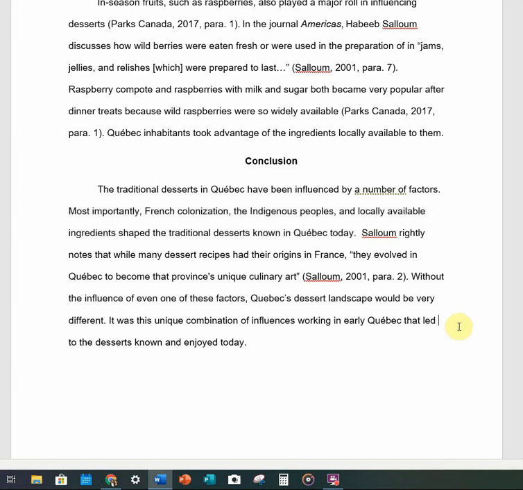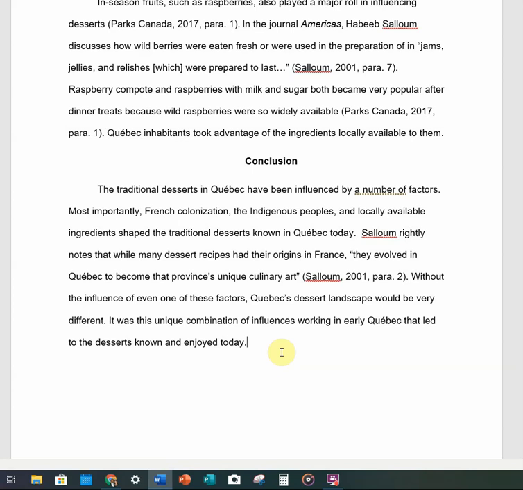Great. And then we end with a final thought. And here, the final thought is a prediction. The writer says, without the influence of even one of these factors, Quebec's dessert landscape would be very different. Okay? It's just a very basic final thought. You can have a more complex one if you want to, but remember that final thought can often come as a prediction or a suggestion for your readers or a broader recommendation for organizations or businesses or governments.